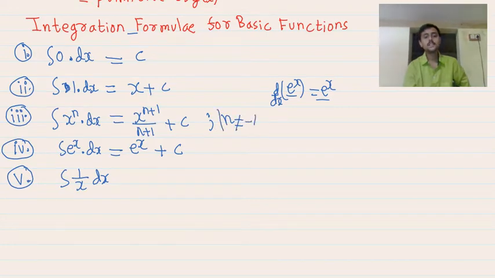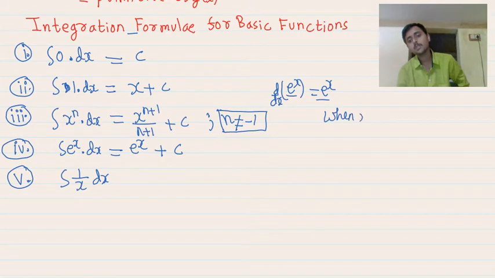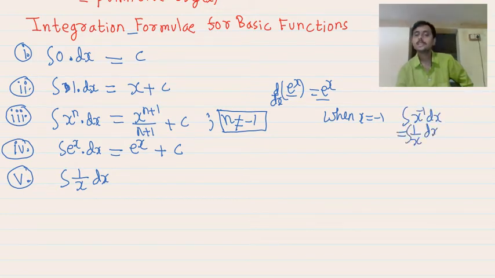So we will write here that n equal to minus 1 is not a valid case for this formula. So what happens when n is minus 1? When n is minus 1, the integration of x to the power minus 1 dx becomes integration of 1 upon x dx. So this has a separate formula. That separate formula is log of mod x to the base e plus c.